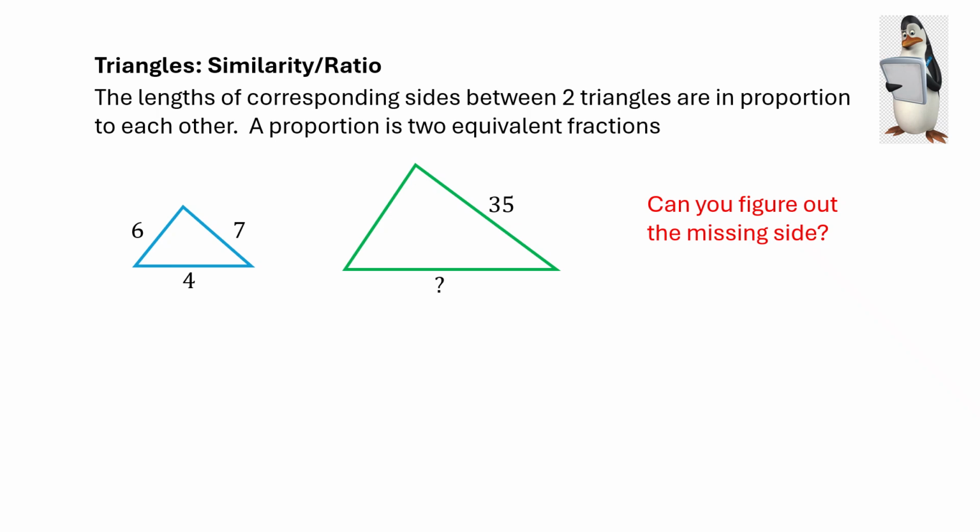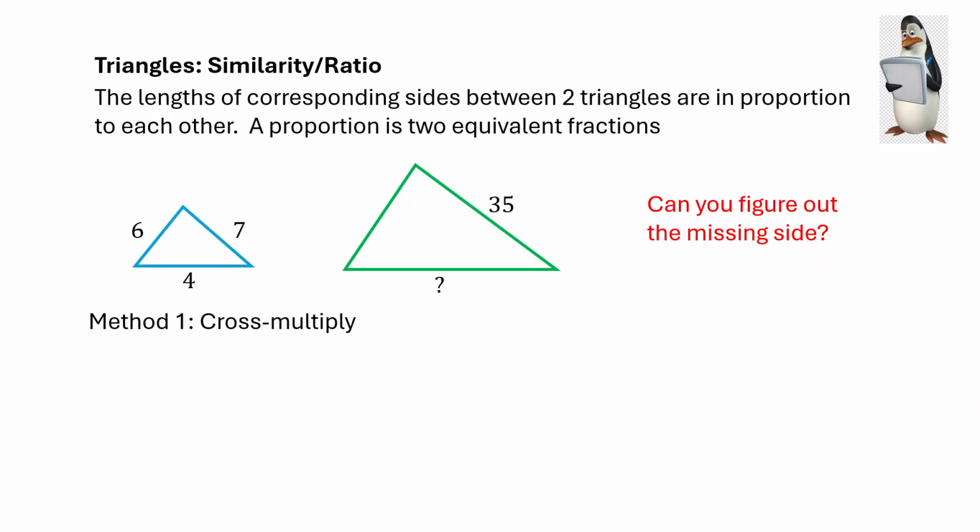You can dilate or change the size of a triangle by multiplying each side by some ratio. A whole number will increase the size and a fraction will decrease the size. The lengths of corresponding sides between two triangles are in proportion to each other, and a proportion is two equal fractions. So let's see if we can figure out the missing side here.